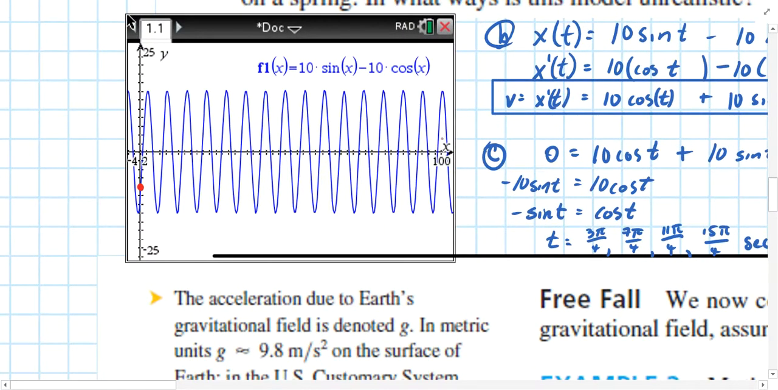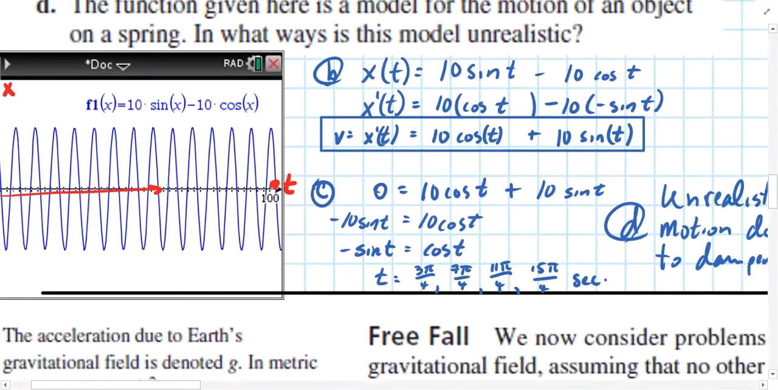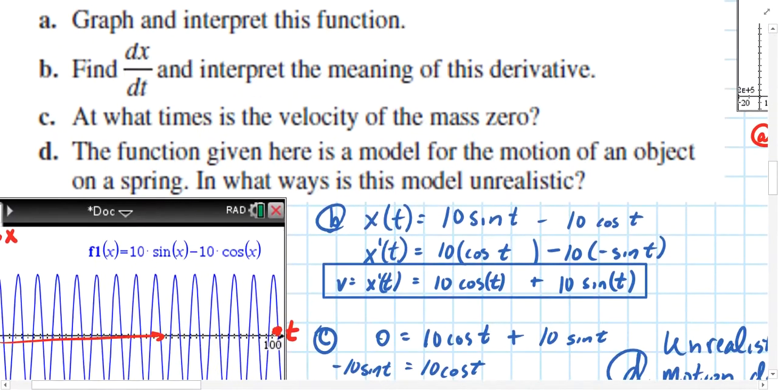And the TI doesn't allow me to change the variables, but we should really recognize that this is a t-axis and an x-axis, where x is position and t is time. So as time moves forward, we're seeing this position oscillate. The spring is doing its thing and the object is bouncing up and down. So that's exactly what's happening in this graph, and it does represent what's happening in real life.